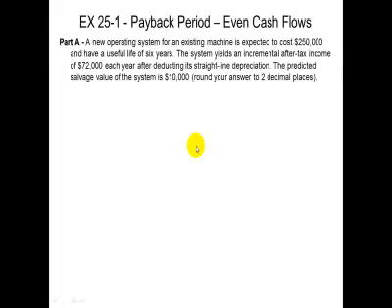Payback period with even cash flows. A new operating system for an existing machine is expected to cost $250,000 and have a useful life of 6 years. The system yields an incremental after-tax income of $72,000 each year after deducting its straight-line depreciation. The predicted salvage value of the system is $10,000. Round your answer to 2 decimal places.